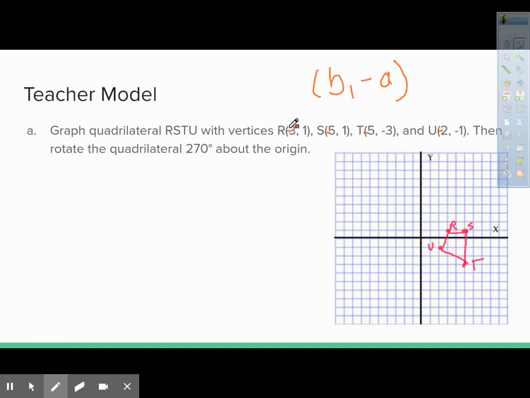Now, to get my coordinates, I need to flip them. And I just keep them like they are now that I've changed it. So R prime becomes 1, negative 3. S prime becomes 1, negative 5.